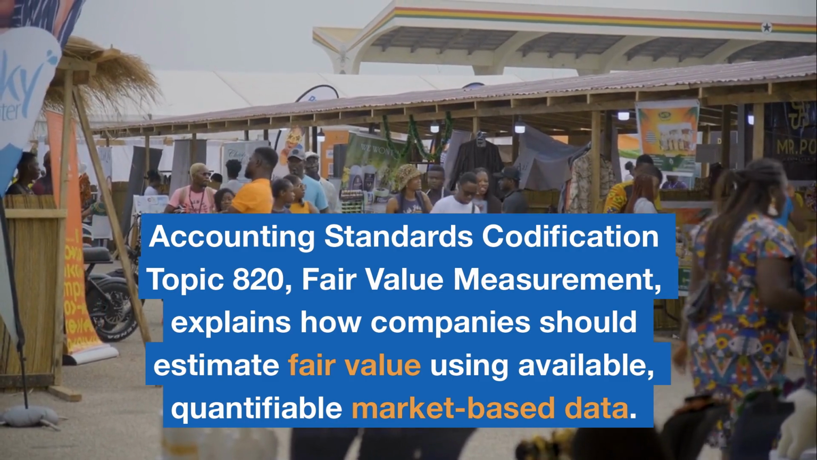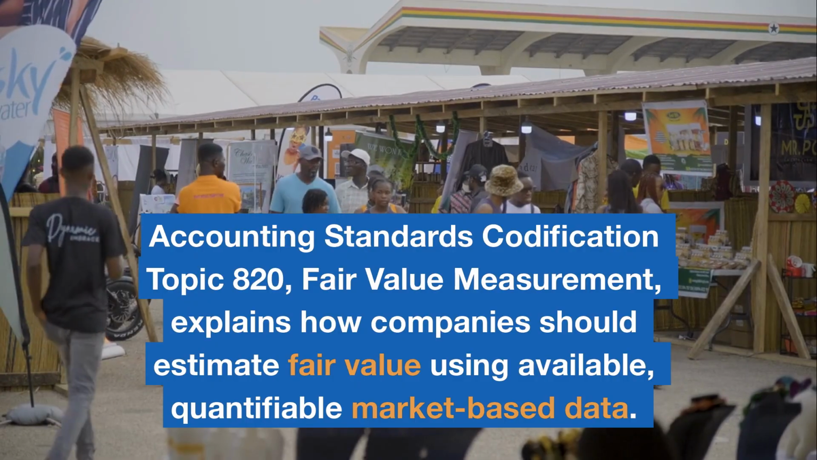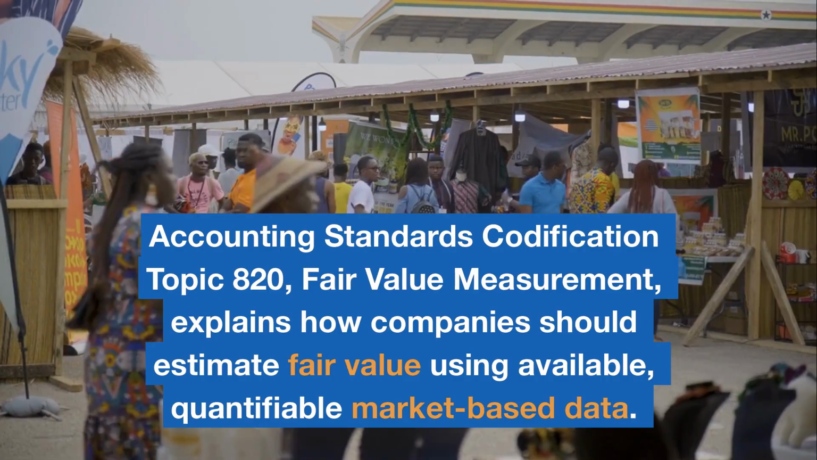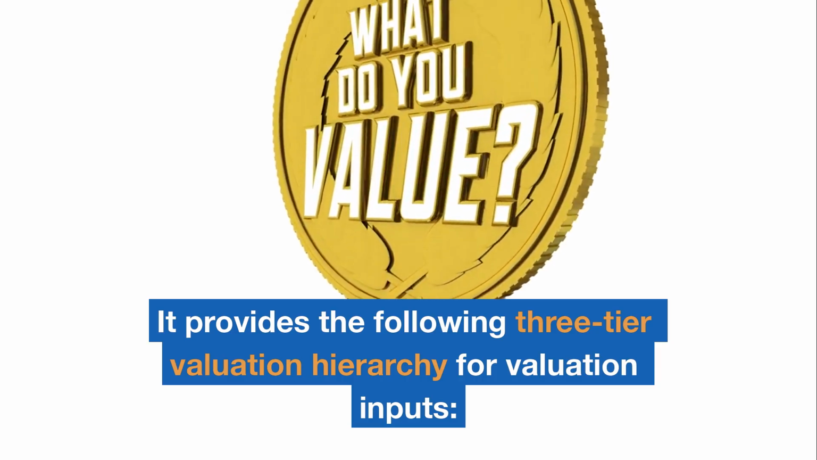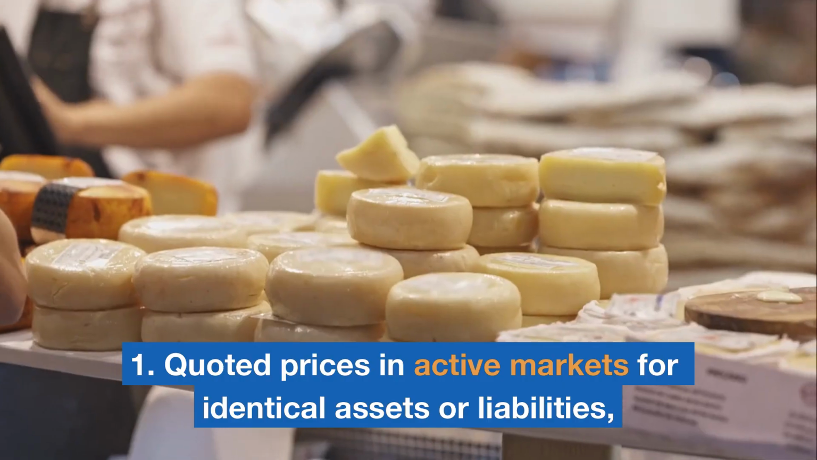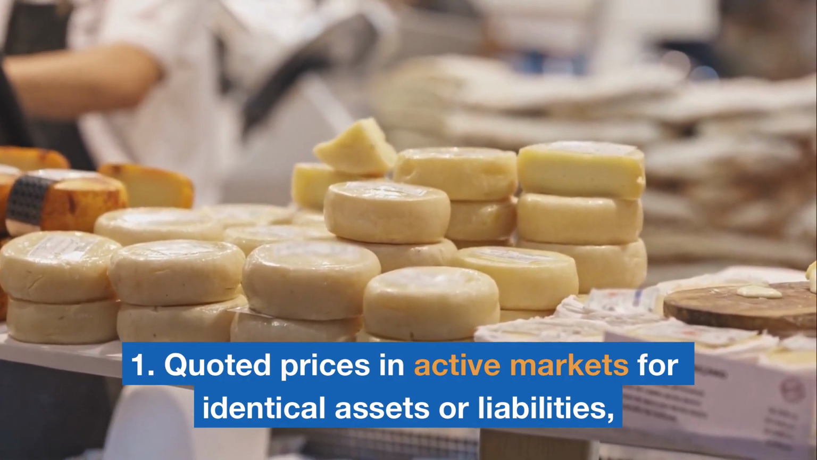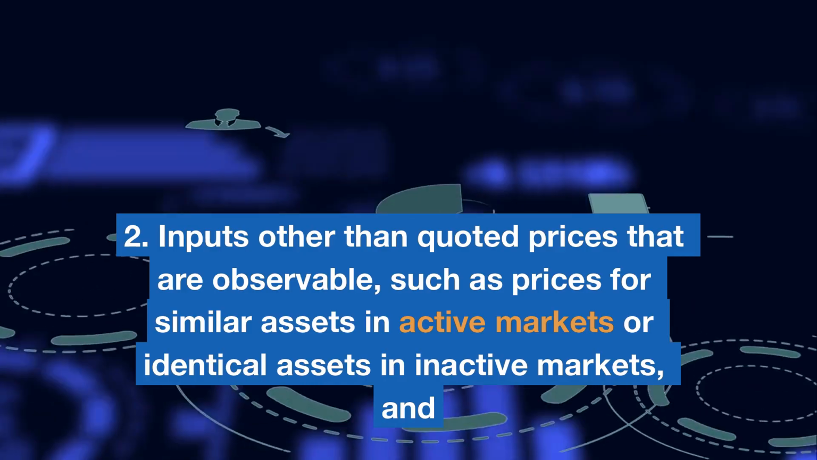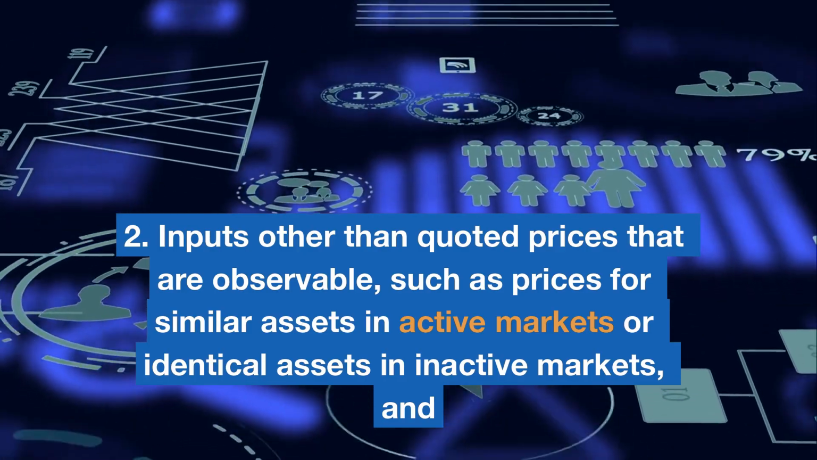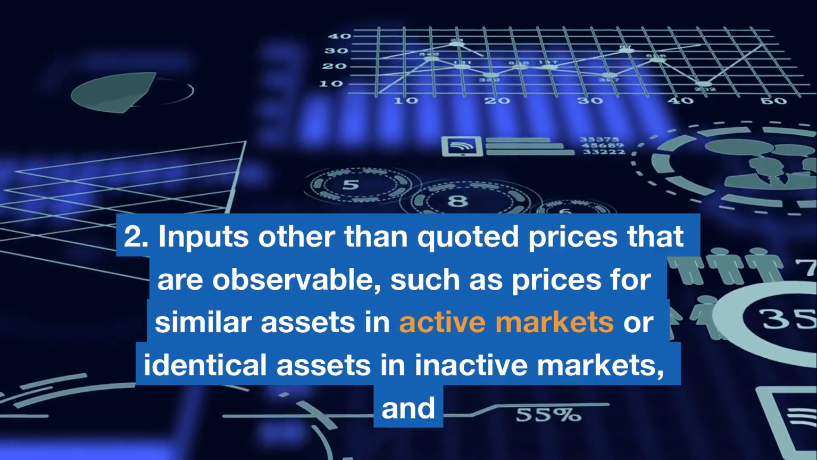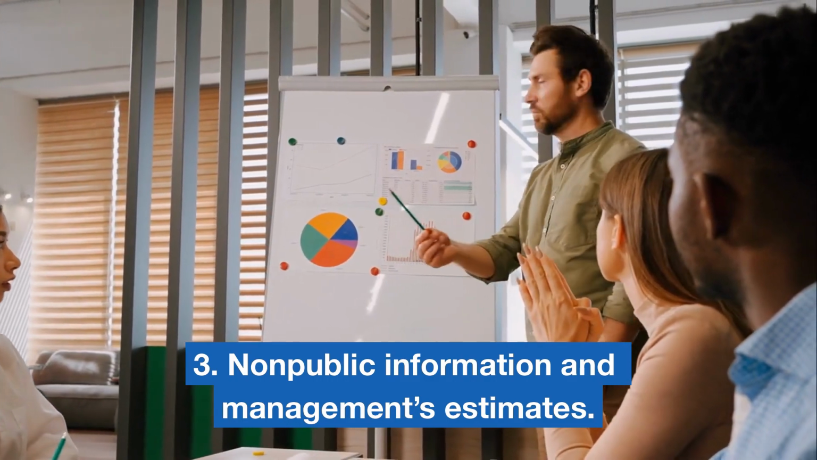Accounting Standards Codification Topic 820, Fair Value Measurement, explains how companies should estimate fair value using available, quantifiable market-based data. It provides the following three-tier valuation hierarchy for valuation inputs. 1. Quoted prices in active markets for identical assets or liabilities. 2. Inputs other than quoted prices that are observable, such as prices for similar assets in active markets or identical assets in inactive markets. And 3. Non-public information and management's estimates.